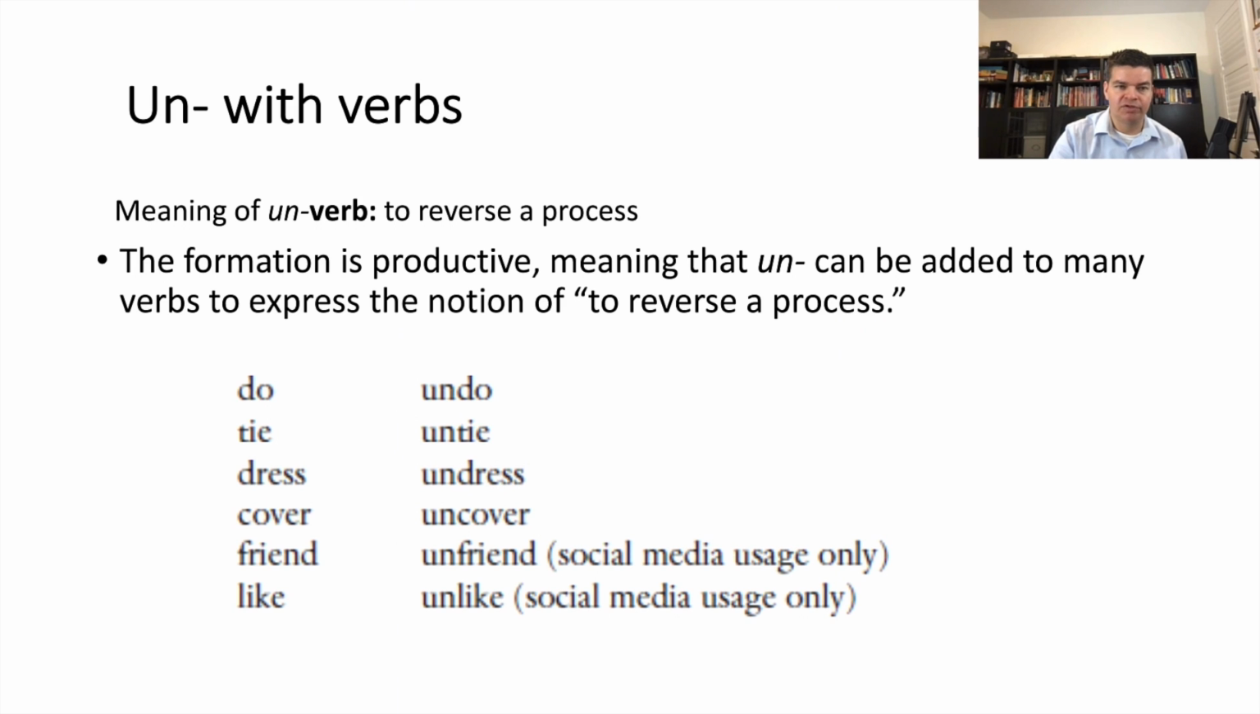And we also have un with verbs, so another prefix. The meaning of un plus a verb reverses a process. So we have do, undo, tie, untie, dress, undress, cover, uncover, friend, unfriend, and that is used for social media mostly, right? Like, unlike, again, social media. You like something and then you unlike it. So these are creative uses that accommodate to the reality of social media, right?